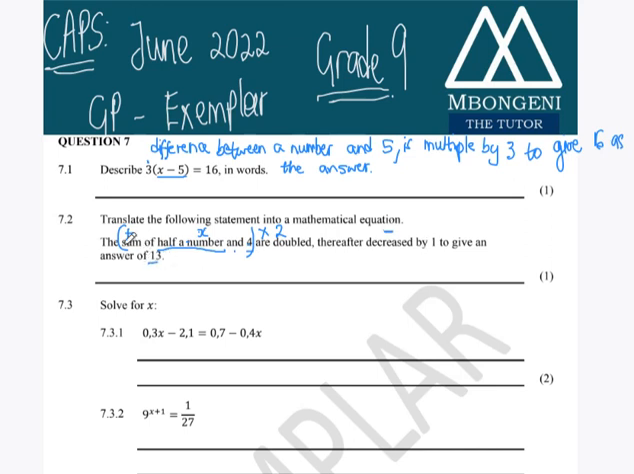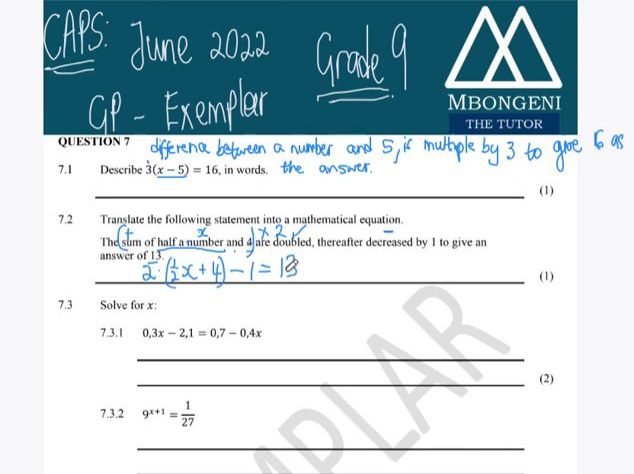So remember the sum, you're going to add two numbers first, half of x plus 4, so this is the sum of half a number plus 4. So this is doubled, we always prefer to put the number in front, doubled, so we've ticked that. Thereafter decreased, so we're decreasing now by 1. This must give an answer of 13. I hope this is clear.